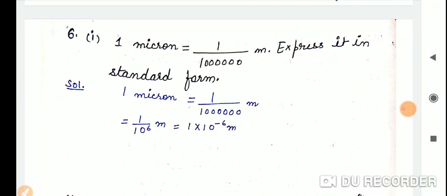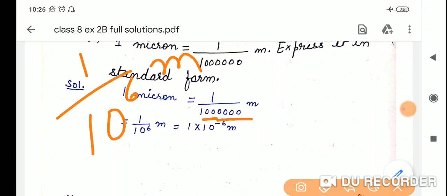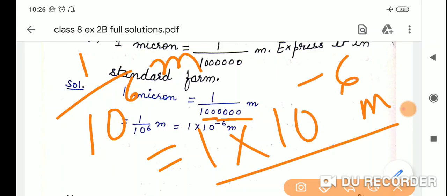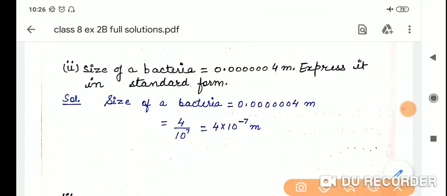So here 1 micron is equal to 1 by 10 lakh meter. So for 10 lakh you need to check how many zeros: 1 2 3 4 5 6. Clear? So here 1 by 10 raised to the power 6 meter, then 1 multiply 10 raised to the power minus 6 meter is the answer. You have to write in standard form. It is very easy: M into 10 raised to the power n.